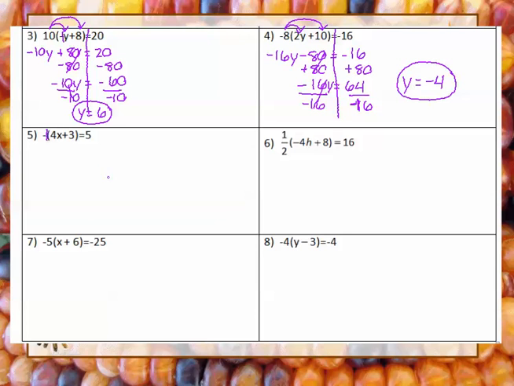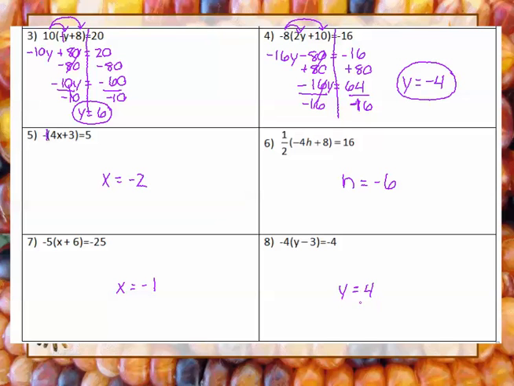So your answer for number 5 should be x is equal to negative 2. For number 6, it should be h is equal to negative 6. Number 7 should be x is equal to negative 1. And number 8 is y is equal to 4.